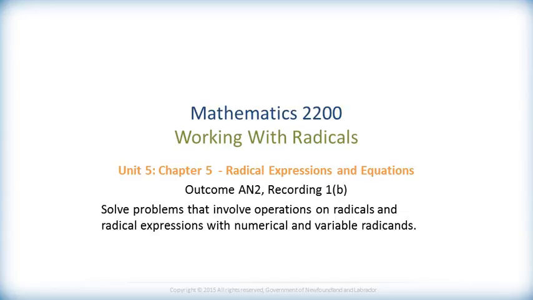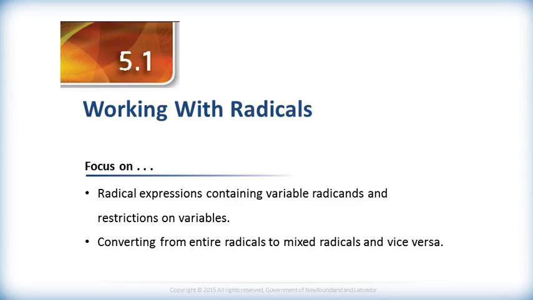Welcome to recording 1B in our series on working with radicals for Unit 5, Chapter 5 of Mathematics 2200. We'll be looking at radical expressions containing variable radicands and the restrictions on those variables, and the process of converting from entire radicals to mixed radicals and vice versa.